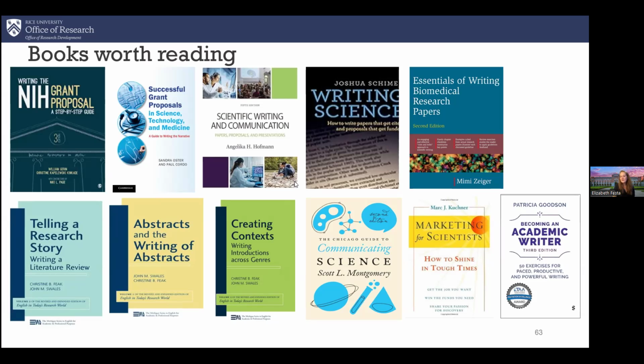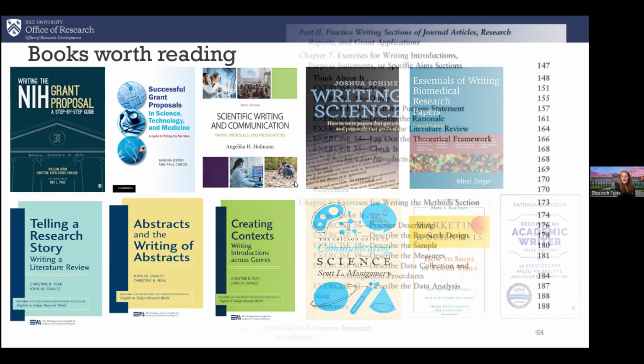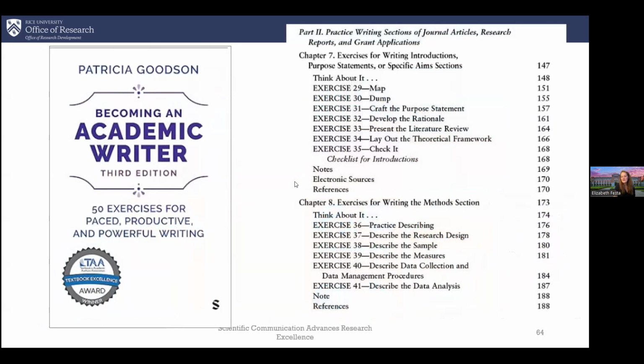And the last one I have is Patricia Goodson's Becoming an Academic Writer: 50 Exercises for Fast-Paced, Productive, and Powerful Writing. And I highlighted here just a section from the table of contents to give you an idea. All of these are basically one to two page exercises. They're 10 to 30 minutes, and they give you a writing task to do. I think this would be really great in a writing group or with a lab group. I think it's helpful to break a large piece of writing into specific tasks. And it's for journal articles, reports, and grant applications.